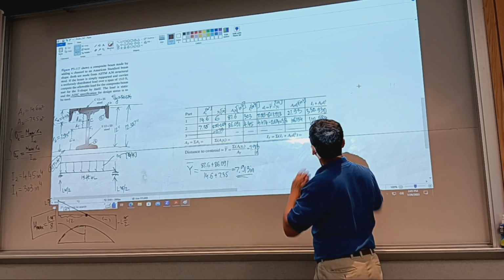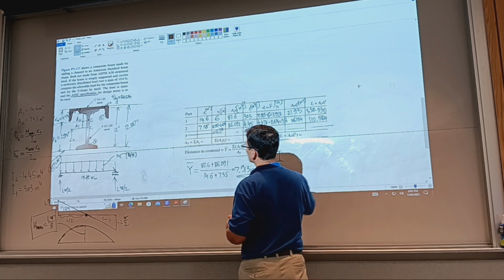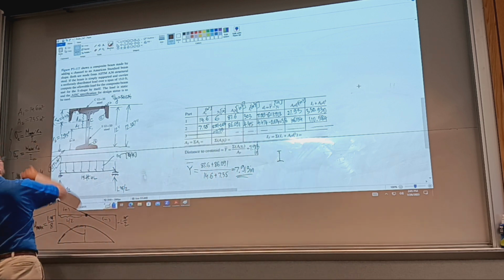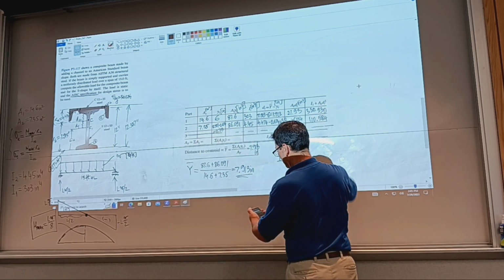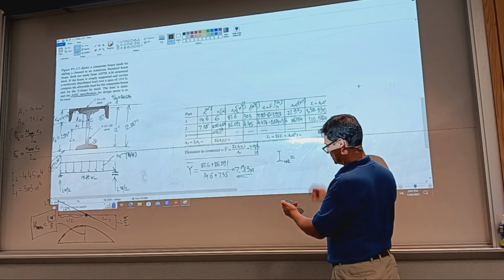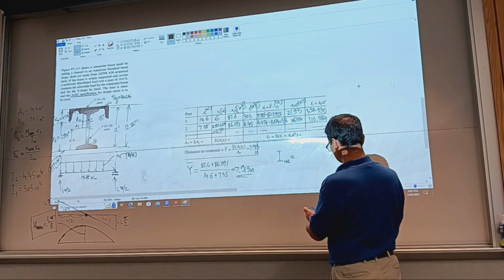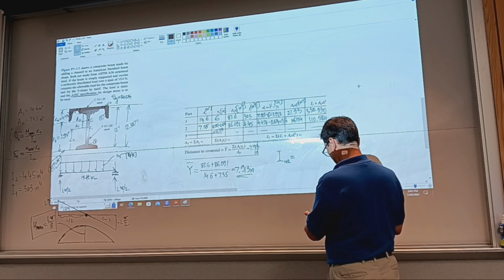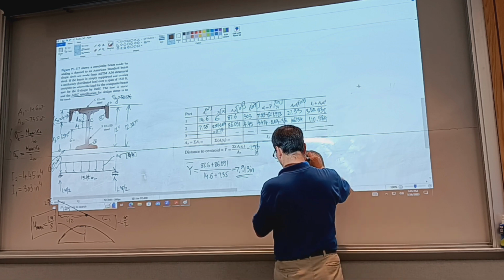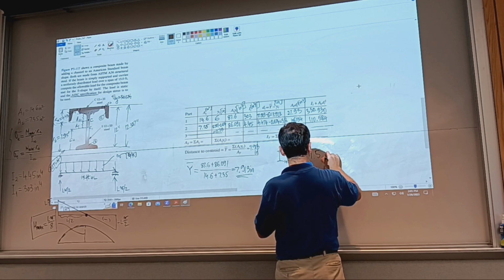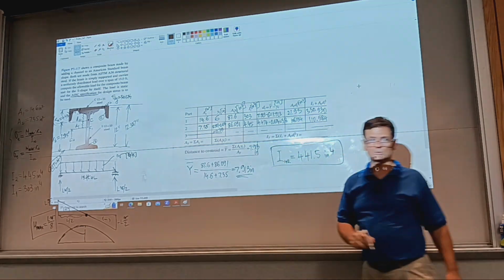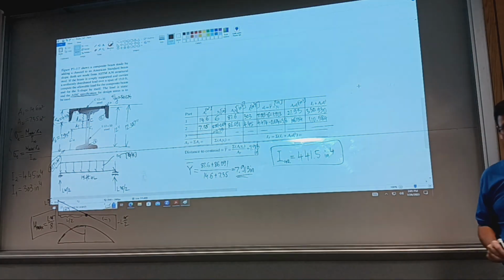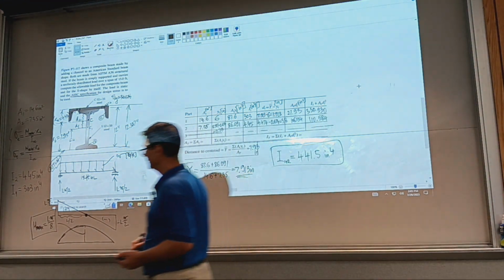110.584. Okay, so I total of the assembly, I used 1 plus 2. 1 plus 2 is going to be these two added. So I need to add, this is on the calculator screen, plus 2930.9893. And it's 3041.5 inches to the power 4. Okay, so we have the area moment of inertia for the composite beam.